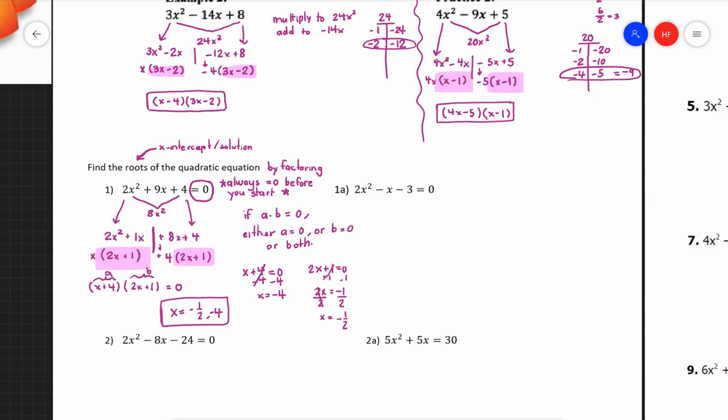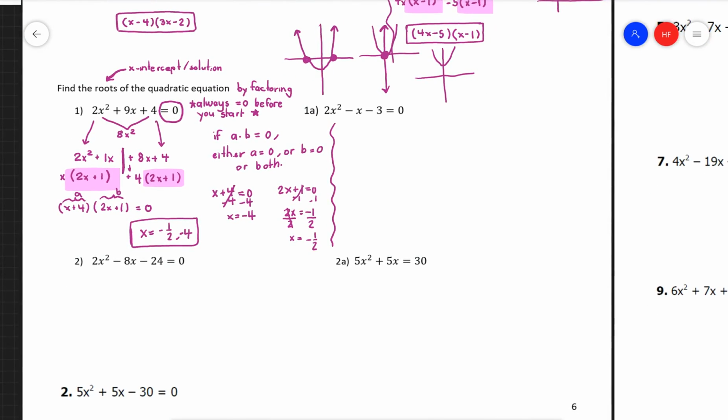Remember with our quadratics, the parabola, it can cross twice. It can cross once by just hitting, or it can be never. That's where we wouldn't be able to factor. We would have no solution. So just be aware of that. That's why we're finding two different ones, because we are crossing that x-axis twice.